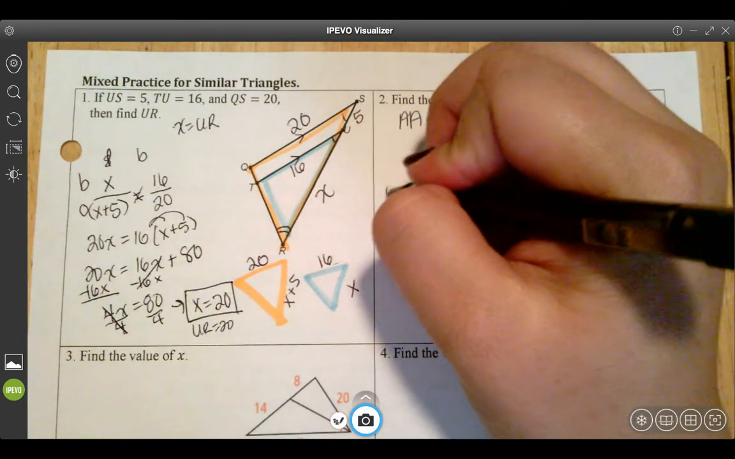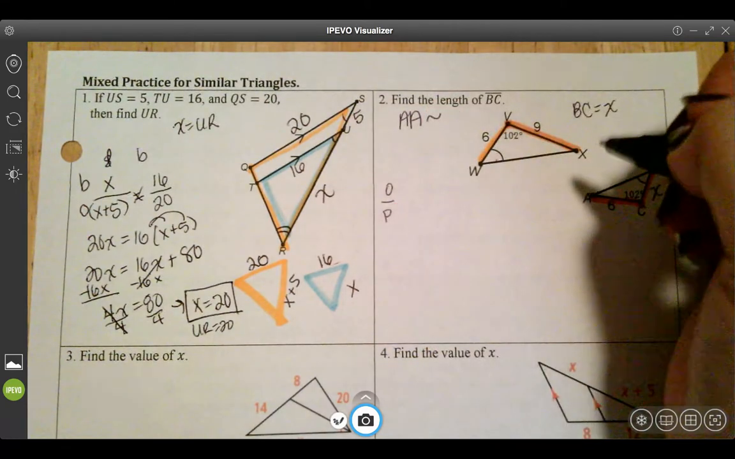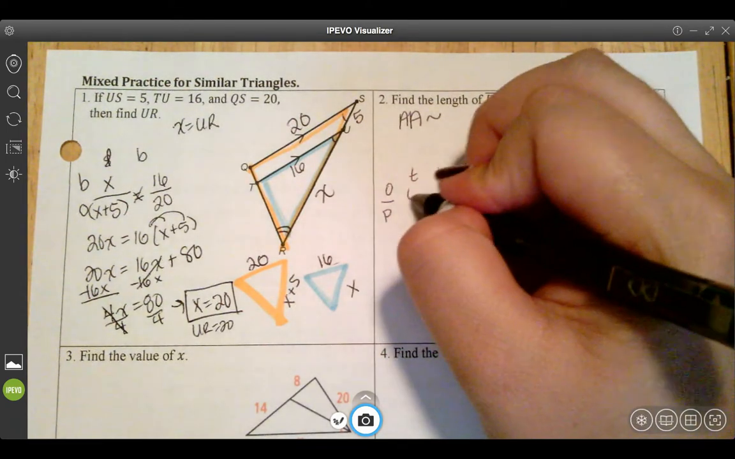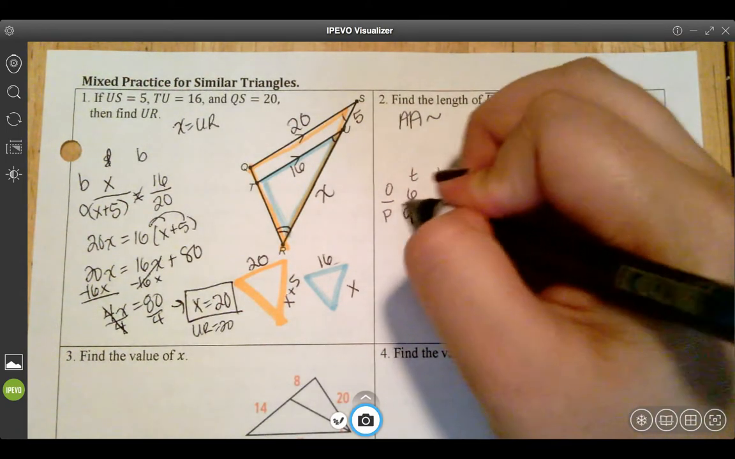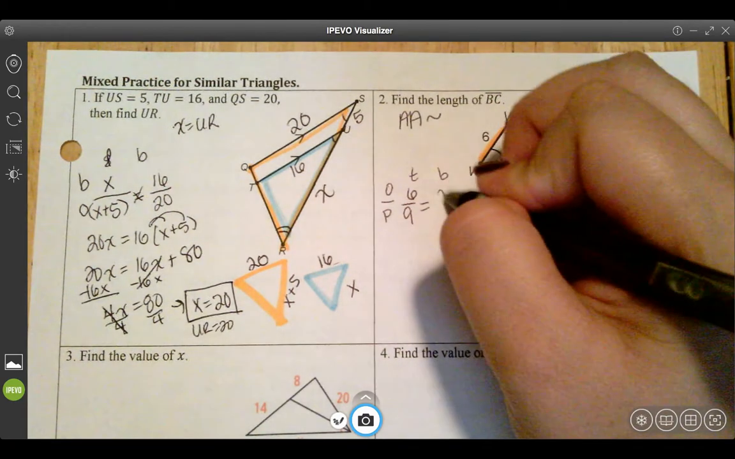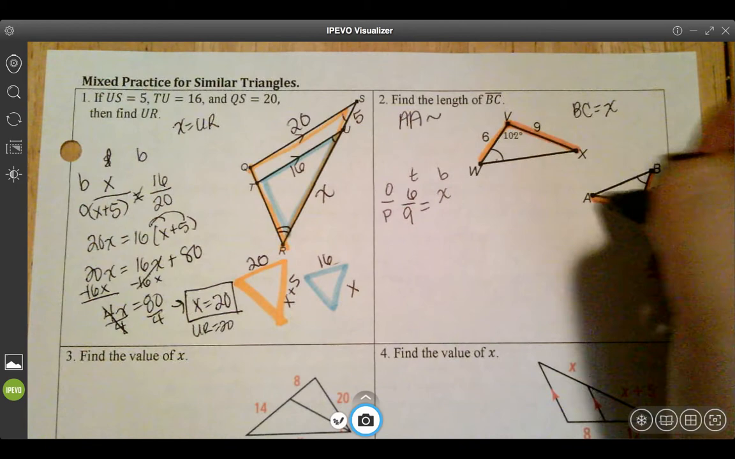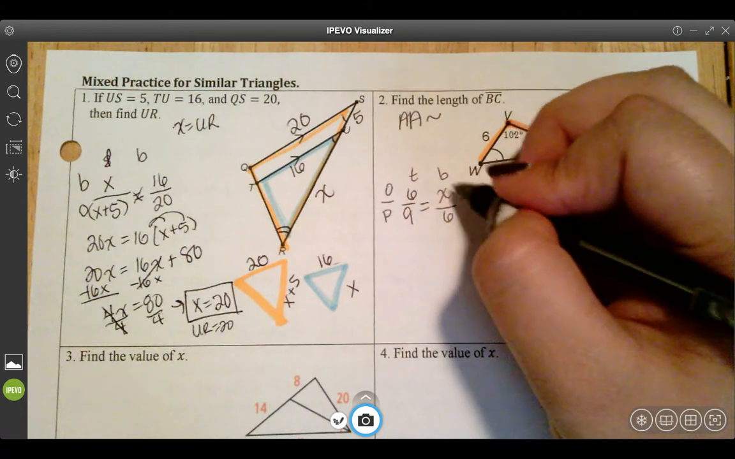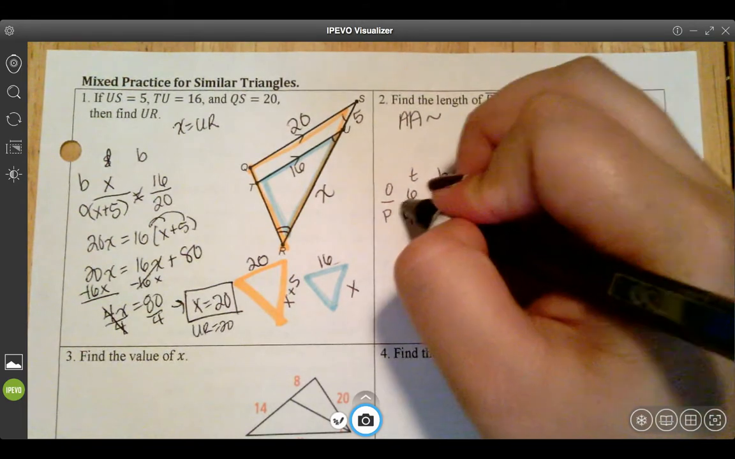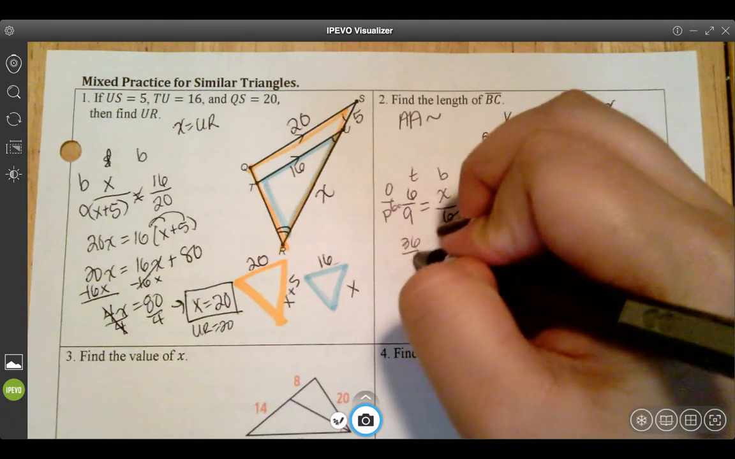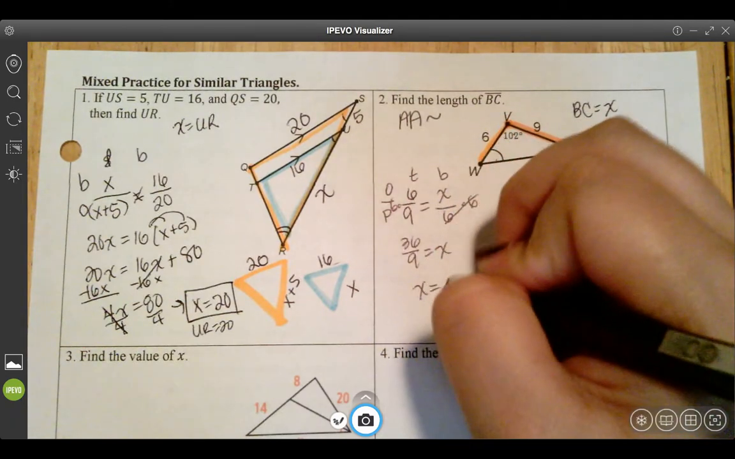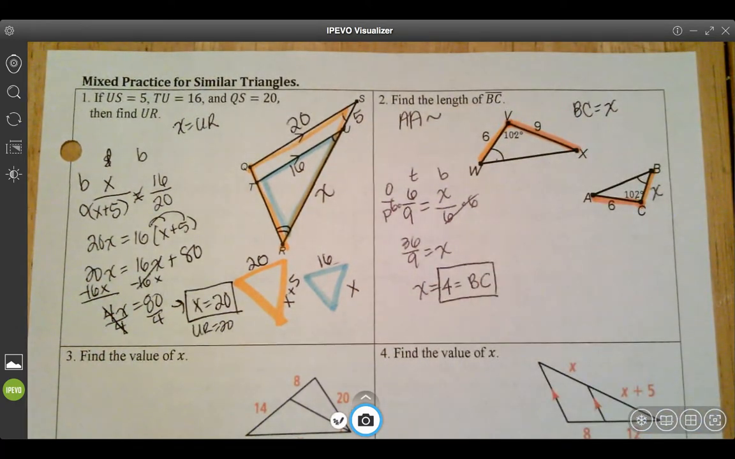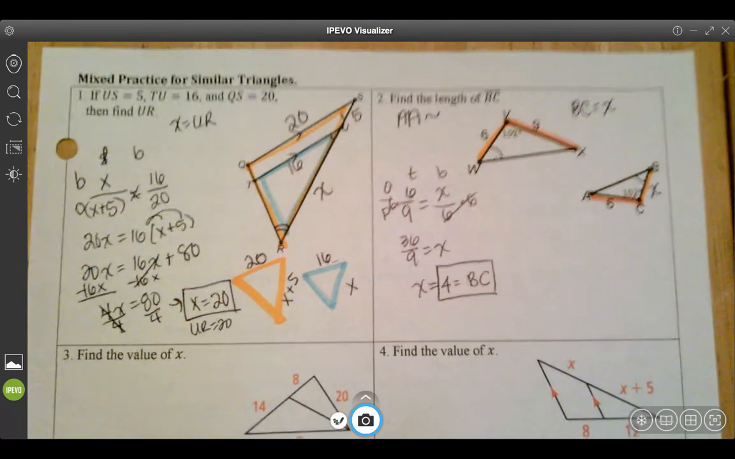And so we'll go orange over pink, and we'll go top and bottom triangle. So the top orange is 6, the top pink is 9, the bottom triangle's orange is x, and the bottom triangle's pink is 6. This time we don't have to cross multiply because x is already in the numerator. Multiply both sides by 6. 6 times 6, 36 over 9 is x, so x equals 4. And x is already the length BC, so we don't have to substitute it in. Okay, go ahead and try number 3.